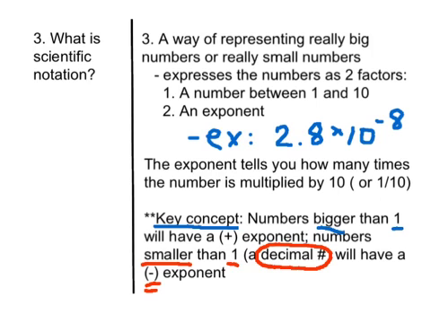All right, so that is a key concept there. You can tell if a number is really big or really small by looking at the exponent. If the exponent is positive, it's a really big number. If the exponent is negative, it's a really small number. Our last question is going to go over converting numbers into scientific notation, or rewriting them into scientific notation. So let's take a look at that.